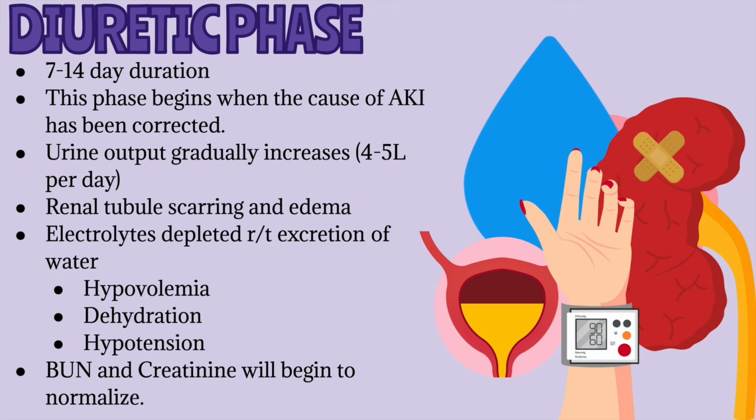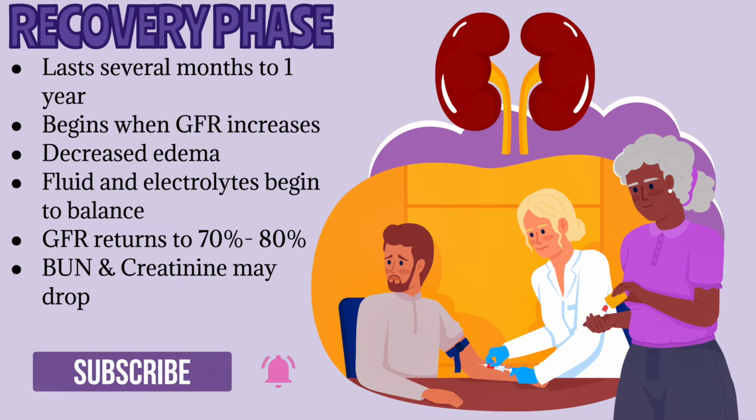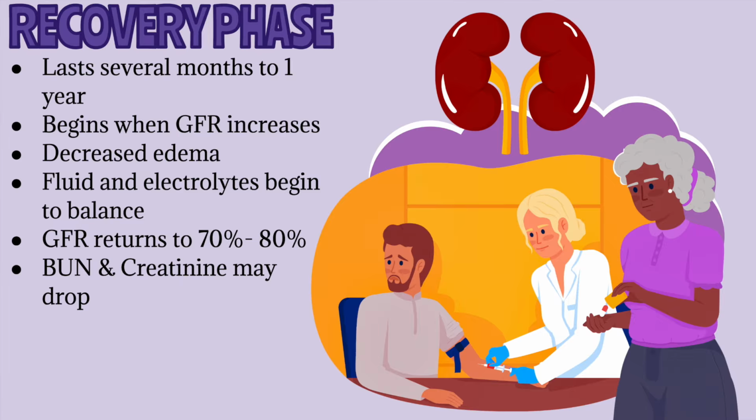soon return to normal. Now, your patient is finally in the recovery phase. The recovery phase can last anywhere from several months up to a year. This phase begins when the glomerular filtration rate starts to increase. As the kidneys begin to recover, you'll notice that edema decreases and fluid and electrolyte levels balance out. During this phase, the GFR may return to about 70 to 80% of its normal function.